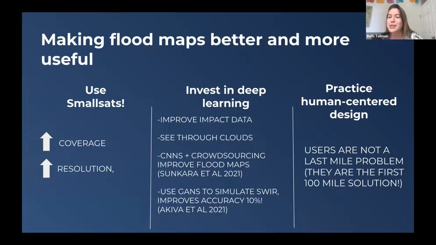And then third is practice human-centered design. This is a non-technical point, but I always get frustrated with the framing that users are some kind of last mile problem. That's not true. You actually need to start engaging with users at the very beginning. And it's exciting to be at GFP and kind of see scientists moving more and more in this direction of iterating with users as the first 100-mile part of the solution, not just someone that you talk to at the end after you make a flood map. So I'm really encouraged to see all of that energy and effort in this community.